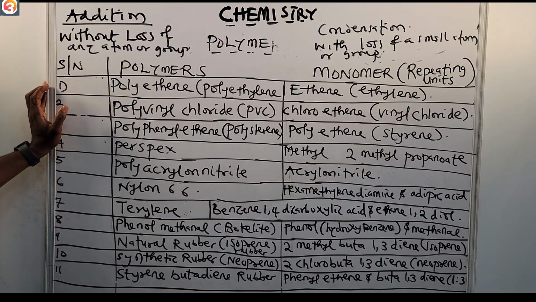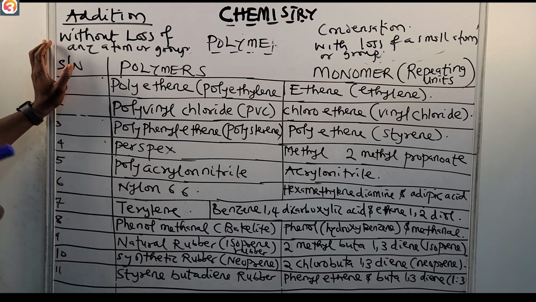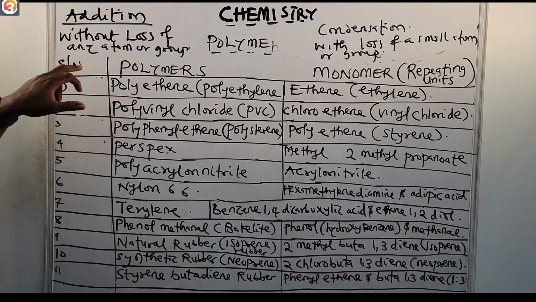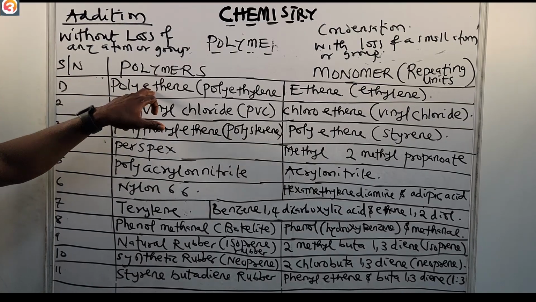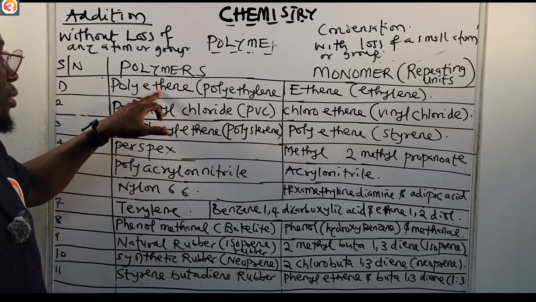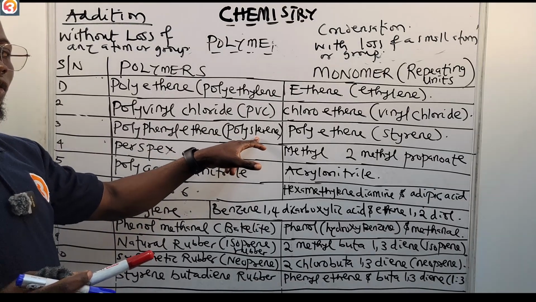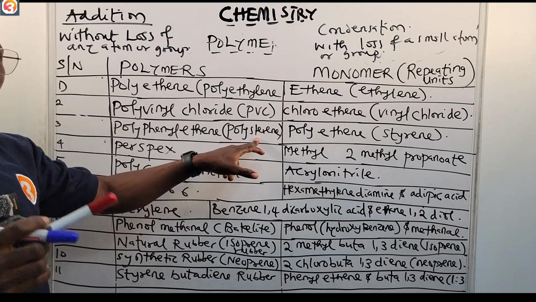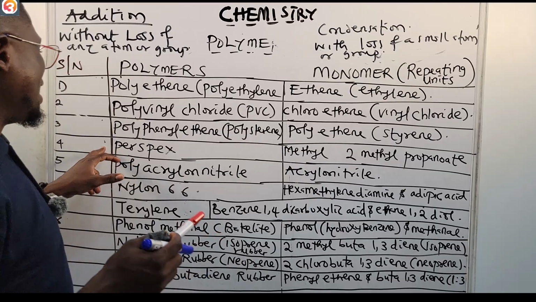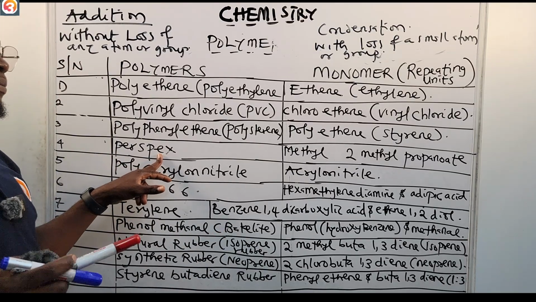Now, examples of addition polymers, polymers that undergo addition polymerization. One is polyethylene. Polyethylene is an example of addition polymerization. Even polyphenylethene, that is polystyrene, is also an example of addition polymerization. Then likewise, perspex is another example of addition polymerization.